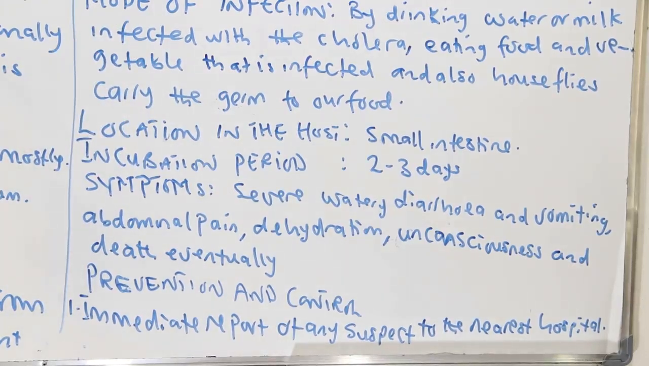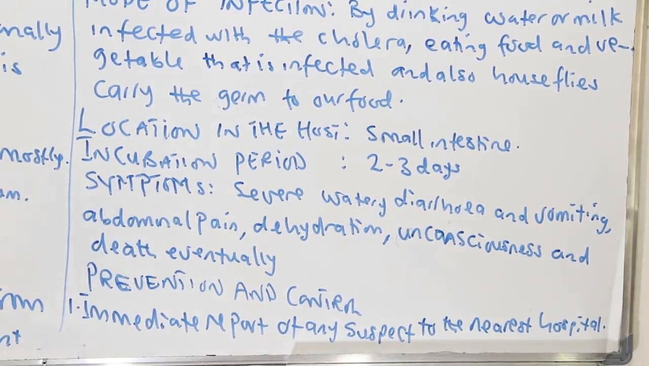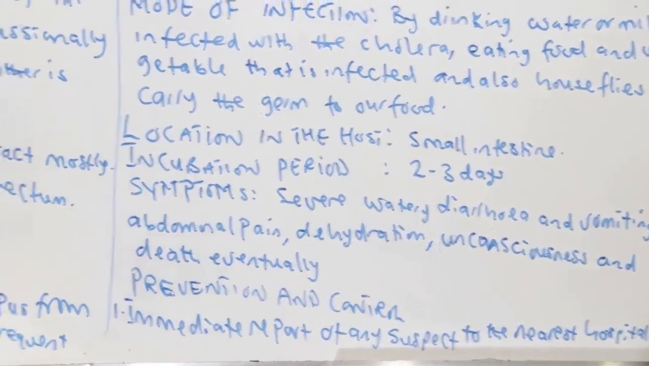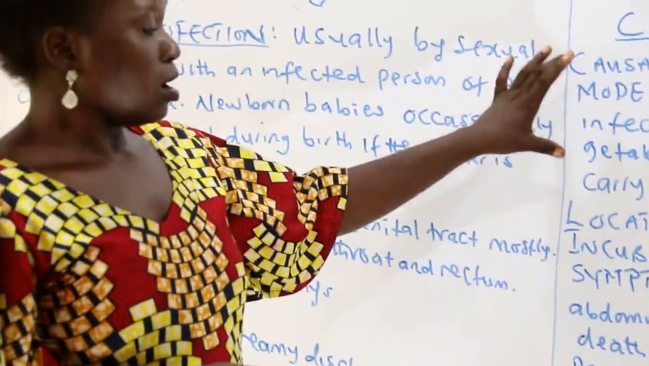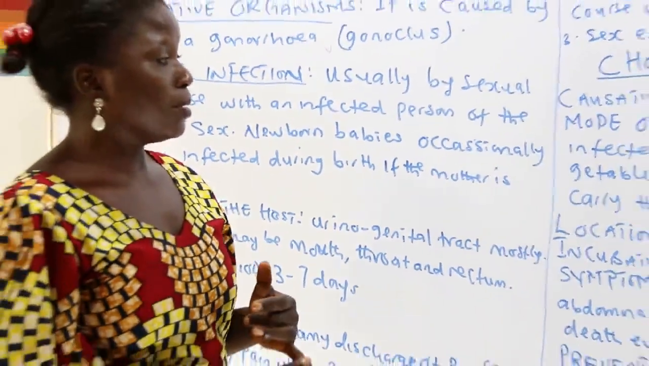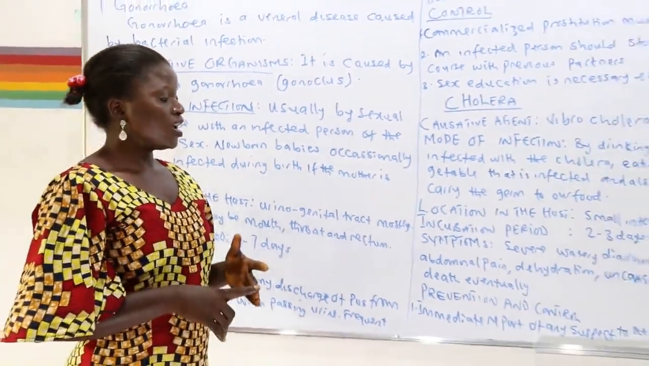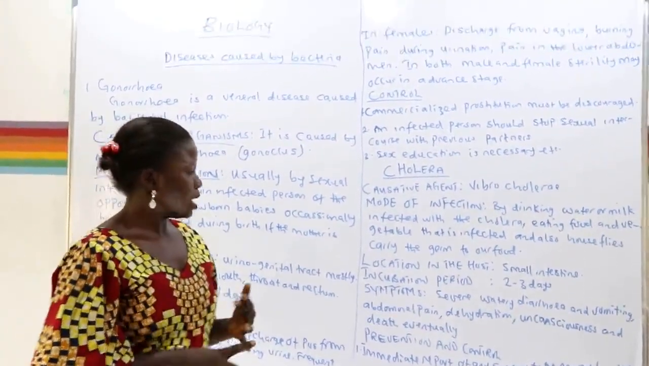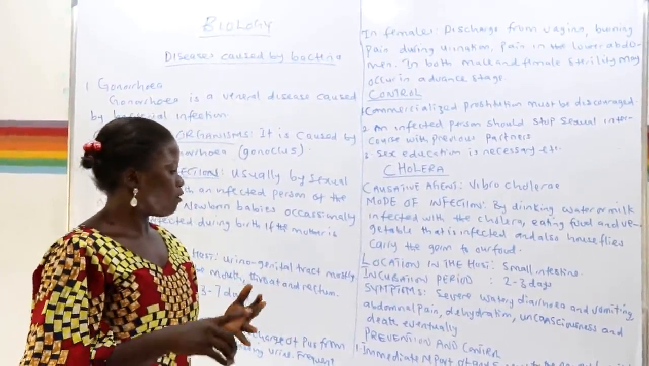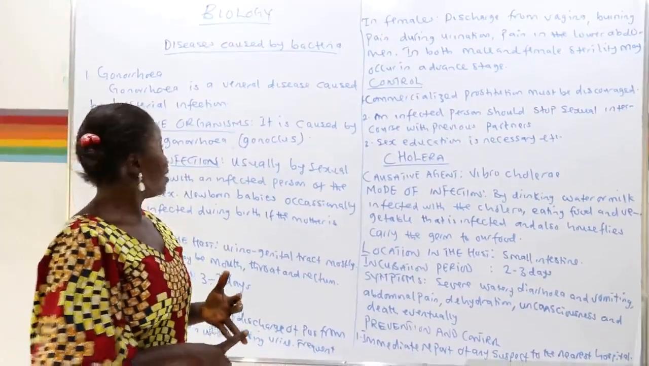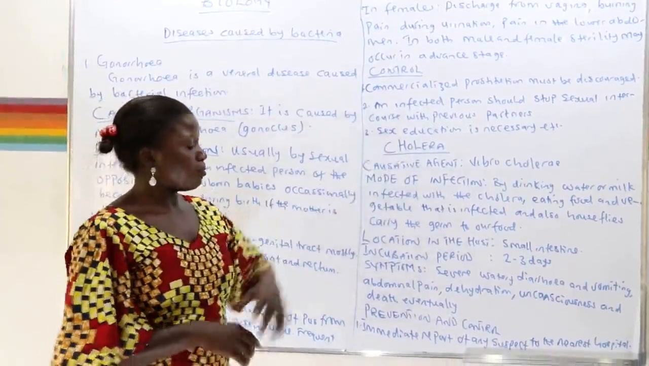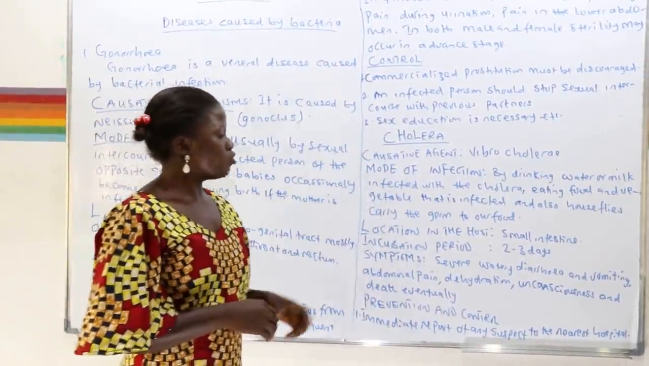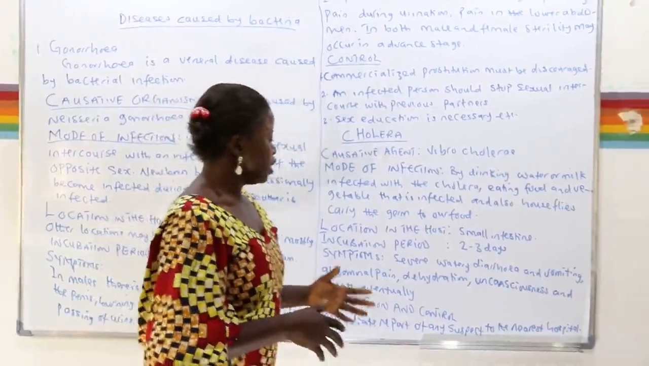So what I want us to do now for our assignment is that you are going to discuss 3 other bacterial diseases in this same way we have discussed them: the causative organism, mode of infection, location, incubation period, symptoms, and then how we prevent it. I've given us tuberculosis, syphilis, and diarrhea as other examples of bacterial diseases. So you can look for another one and discuss them under this heading. Then you post it on my WhatsApp page, and we interact.